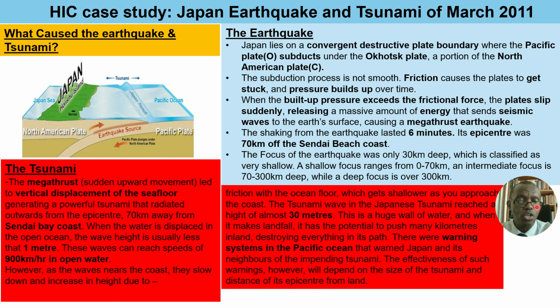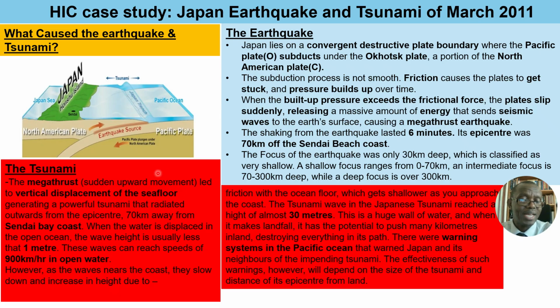Okay, so moving on to the tsunami. So the megathrust that was caused by the sudden movement at the focus of the earthquake, which then led to sudden upward movement, led to vertical displacement of the sea floor.